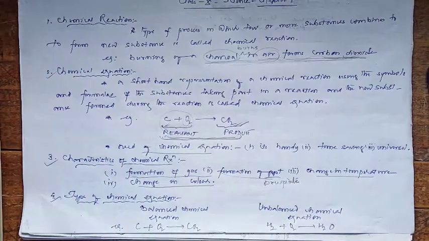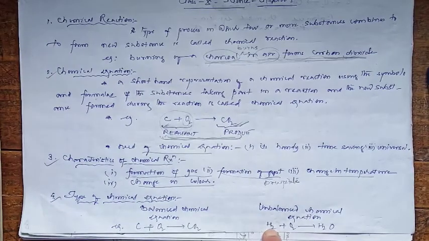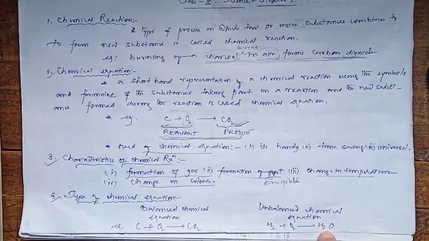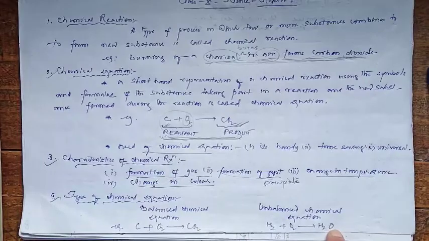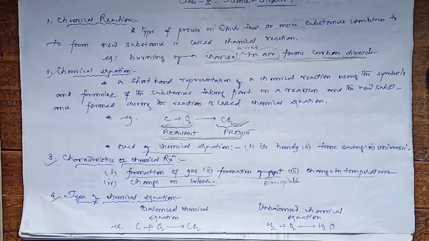But if you compare this reaction, on the left hand side you have 2 atoms of hydrogen. Right hand side also you have 2 atoms of hydrogen. Left hand side you have 2 atoms of oxygen. Right hand side you have only 1 atom of oxygen. So the oxygen atoms are not equal on both sides. So this equation is not balanced.